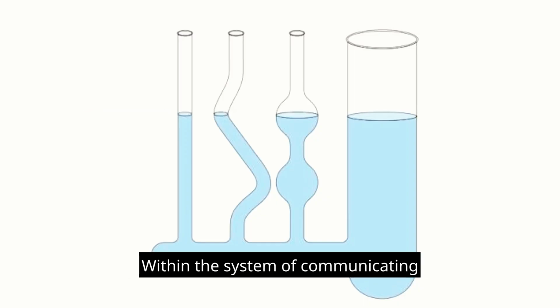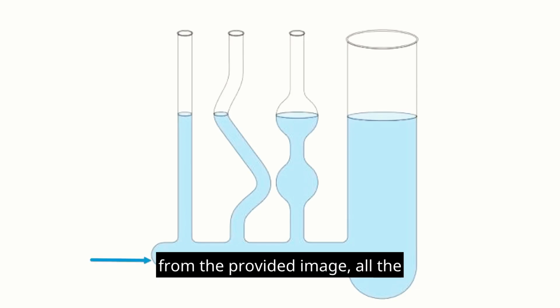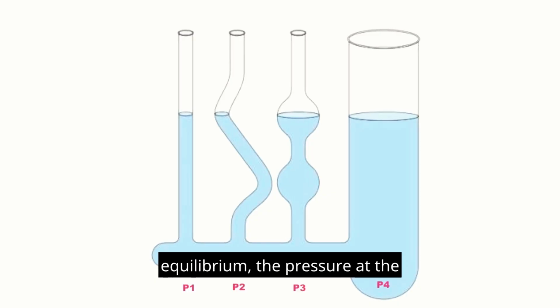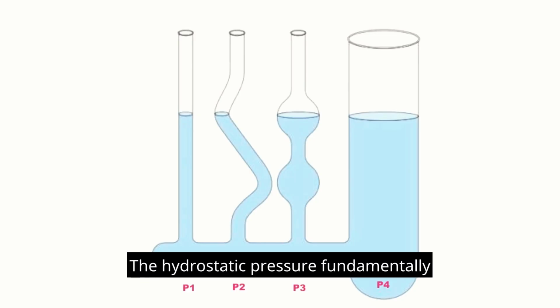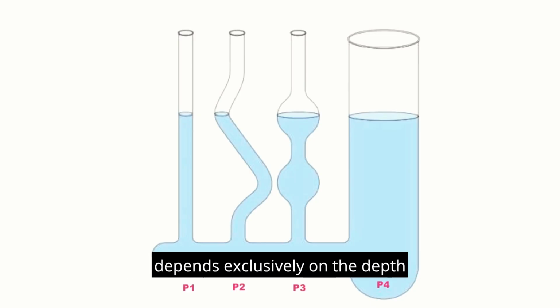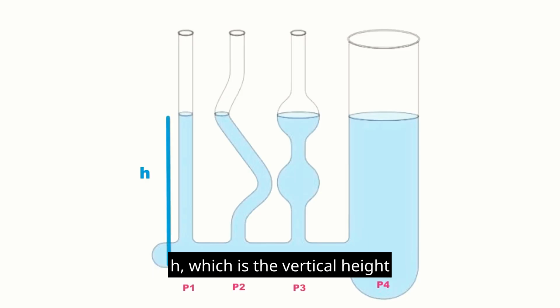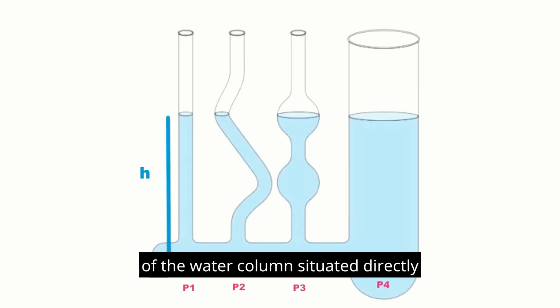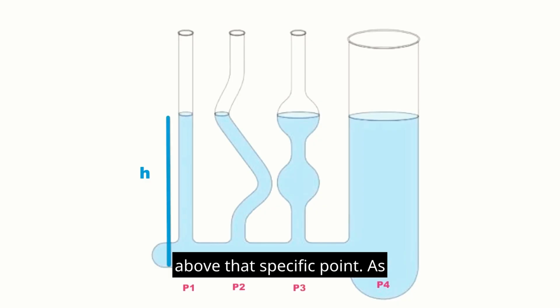Within the system of communicating vessels, as you can clearly observe from the provided image, all the tubes are interconnected to a shared foundational base. When the system successfully achieves equilibrium, the pressure at the base, specifically the pressure at the lowest point where all the tubes converge, is uniformly identical for each of the tubes. The hydrostatic pressure fundamentally depends exclusively on the depth h, which is the vertical height of the water column situated directly above that specific point.